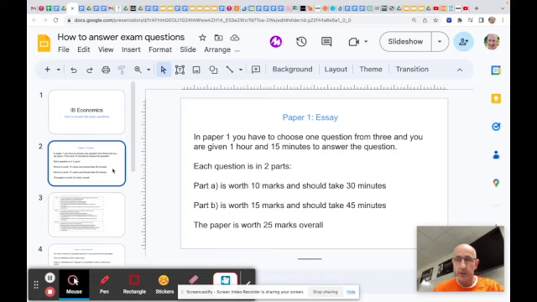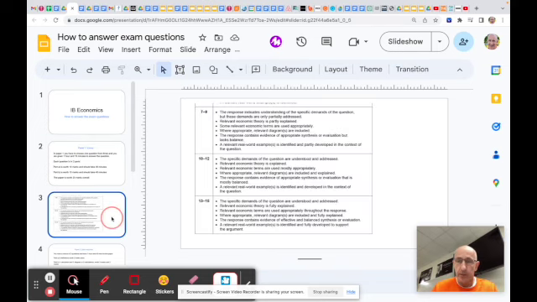You'll be given a question on micro, unit 2, macro, unit 3, global economy, unit 4. You choose one of those, and each question is made up of 2 parts. Part A is worth 10 marks, and it's generally just an explain question, sort of textbook analysis. And part B is worth 15 marks, and is the evaluate or discuss question. You should take approximately 30 minutes for part A and 45 minutes for part B.